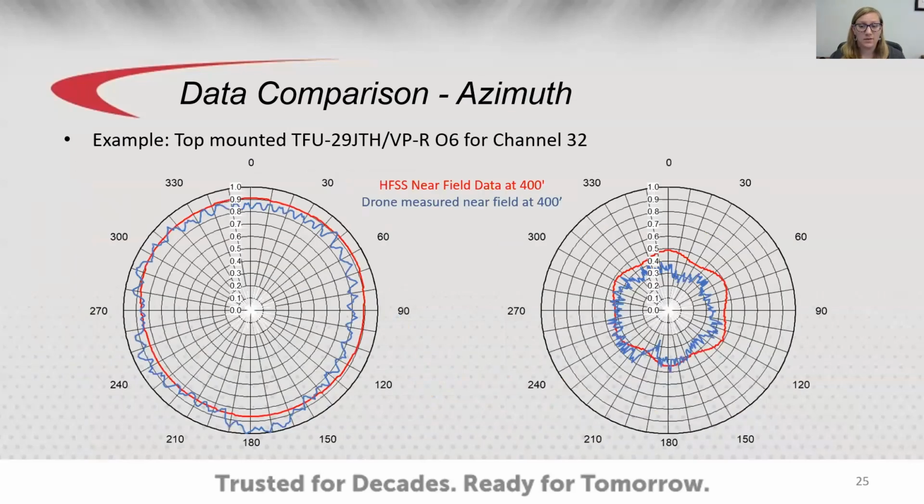Here are the azimuth patterns for the top-mounted example on the previous slide. Unlike the side-mounted examples, these patterns are unobstructed by towers or support poles in the aperture of the antenna.